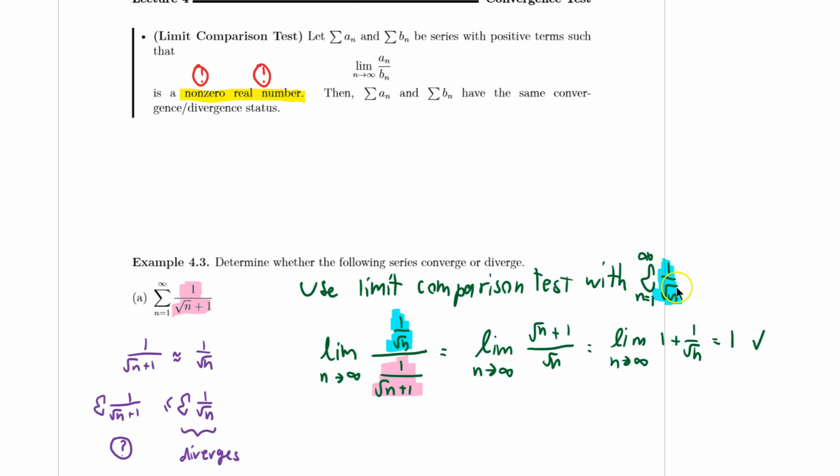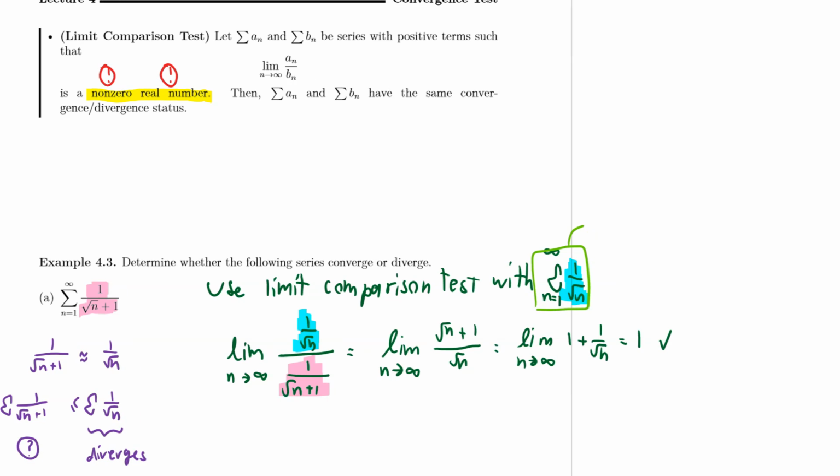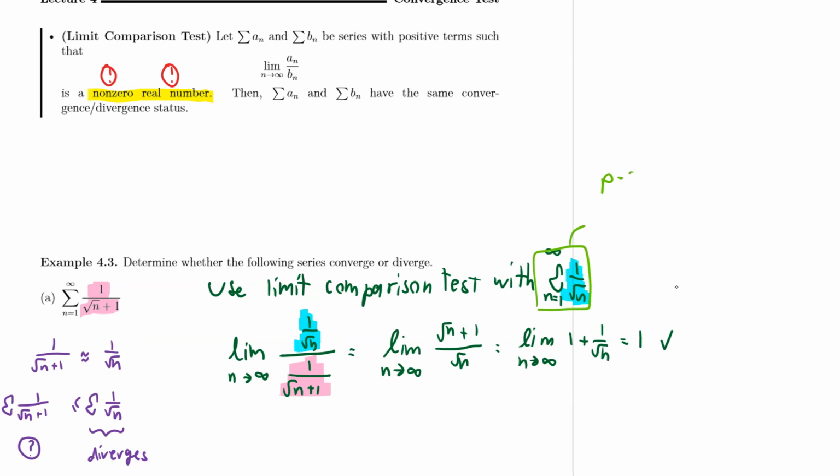And because we know 1 over the square root of n is a p-series with p equal to 1/2, we know it is going to diverge. So now we can conclude that the series we have in the question here is also going to diverge. So this one would diverge.